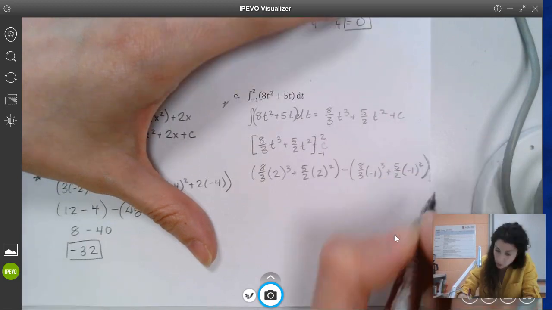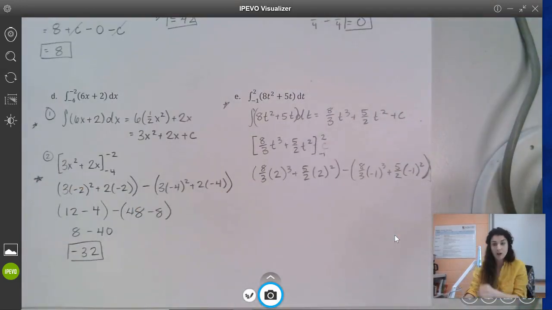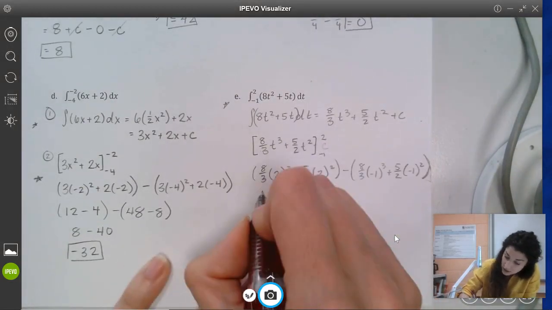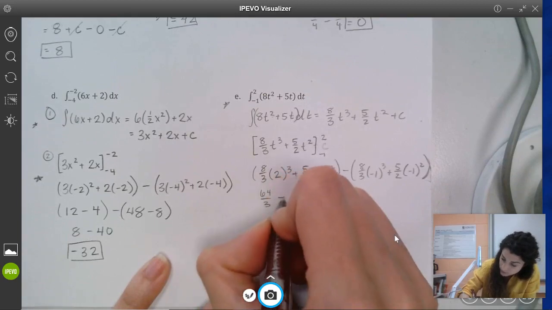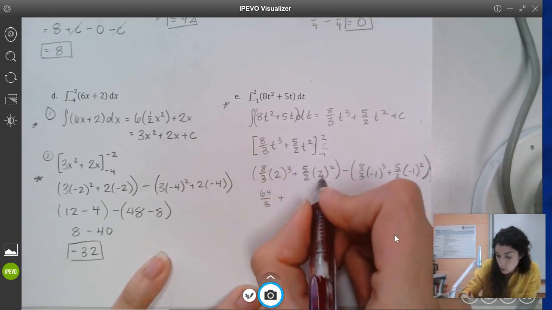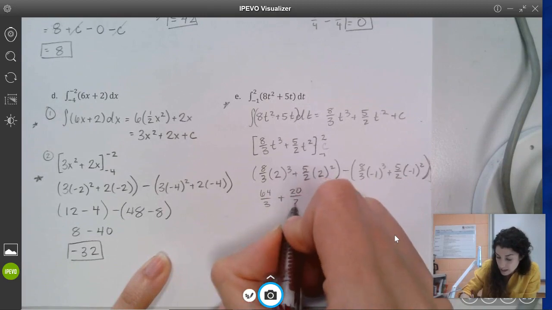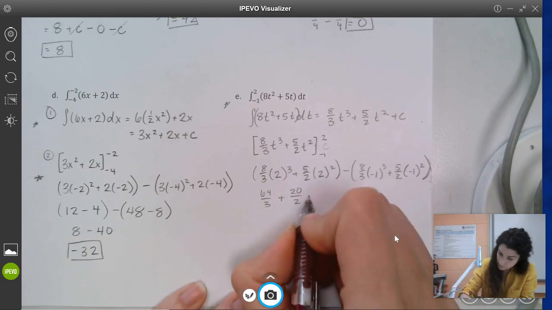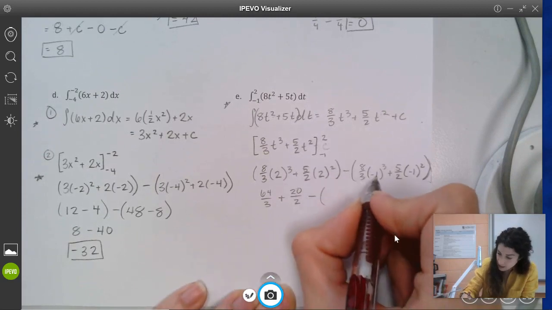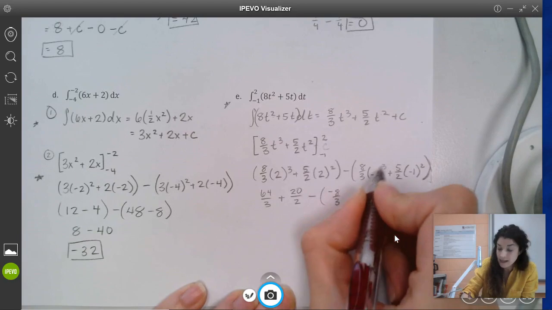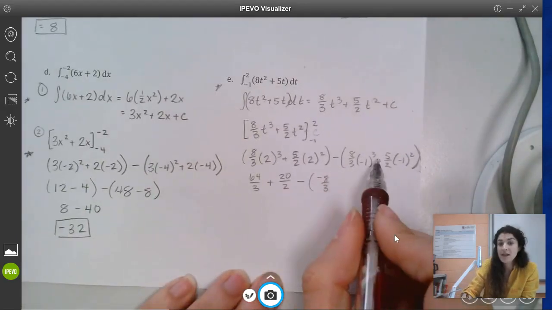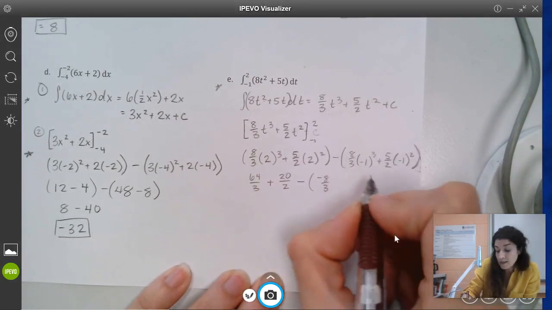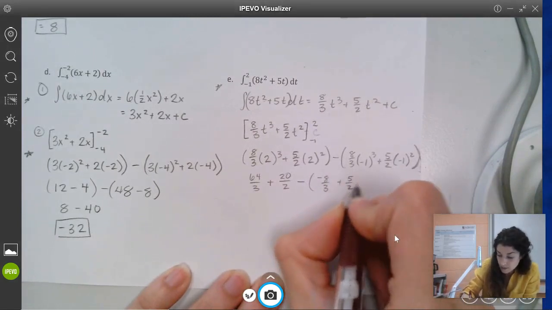I make sure to put my squared outside of the parentheses there, so I know that that -1 then becomes positive. 2 cubed is 8. 8 times 8 thirds is 64 thirds. Plus 2 squared is 4. 4 times 5 halves is 20 halves. Minus, that becomes -8 thirds, because -1 cubed is still -1. So the -1 times 8 thirds is -8 thirds. -1 squared is just +1, so that just stays 5 halves.